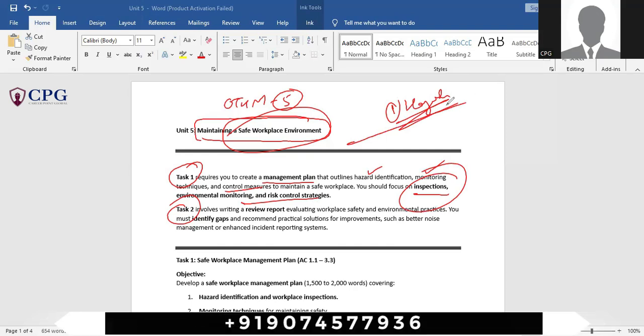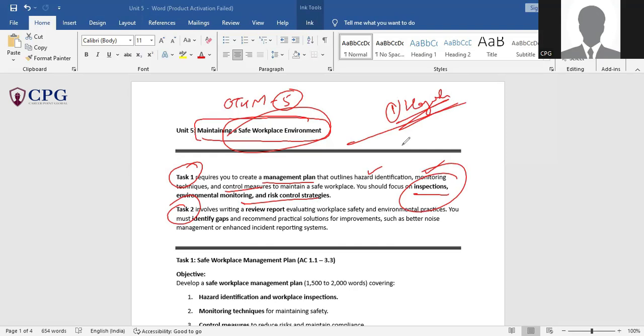Once you identify the hazards, you have to monitor them, and then apply various control measures to manage those hazards. So everything will start from hazard identifying strategies, then your monitoring techniques, and then how you will be mitigating or controlling it. So this is all about task one.